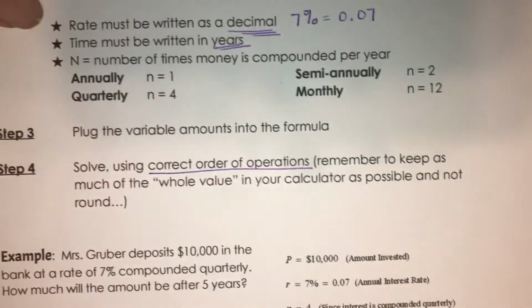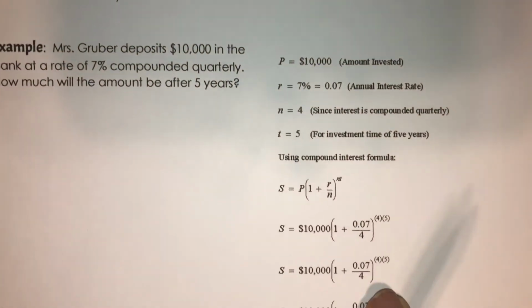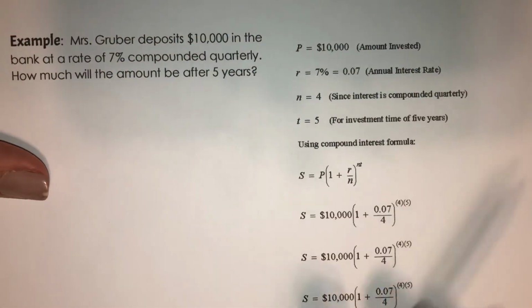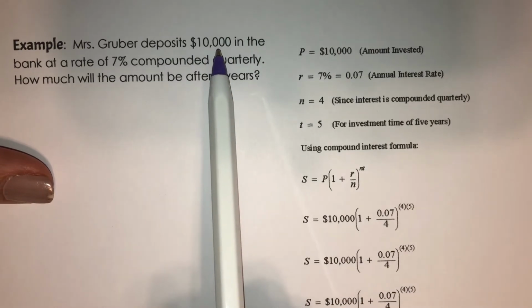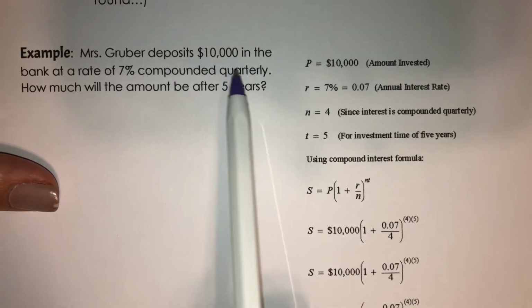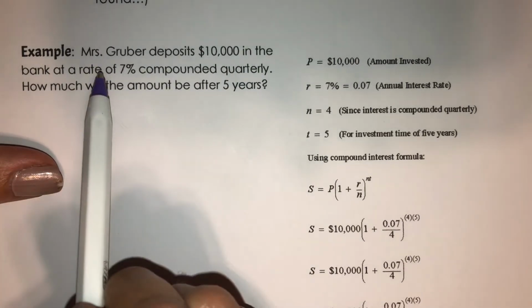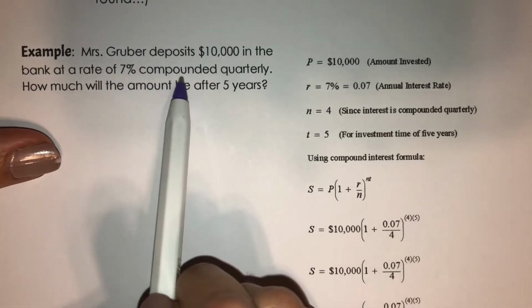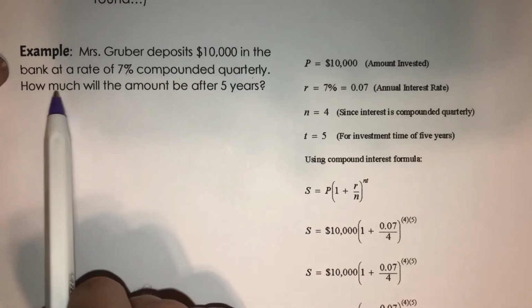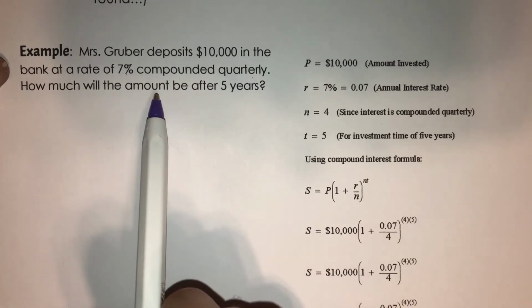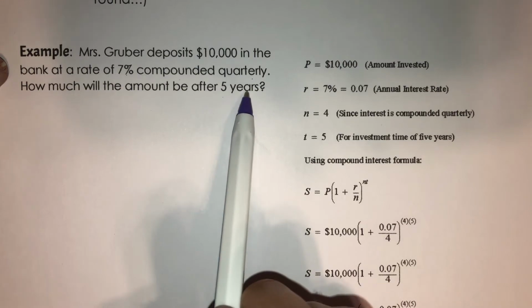So here we go. Let's go over this example. You have it written out for you. Mrs. Gruber deposits $10,000 in a bank at a rate of 7% compounded quarterly. How much will be in my account after 5 years?